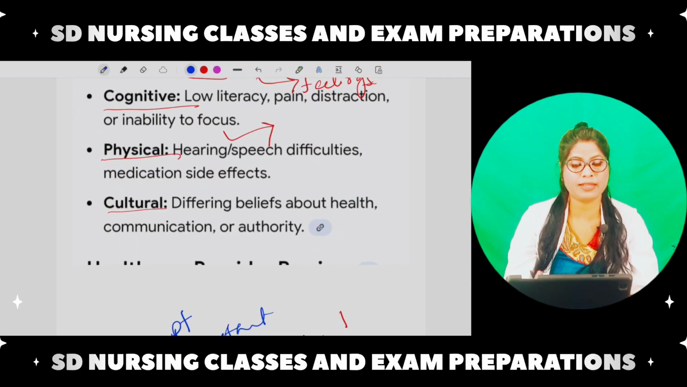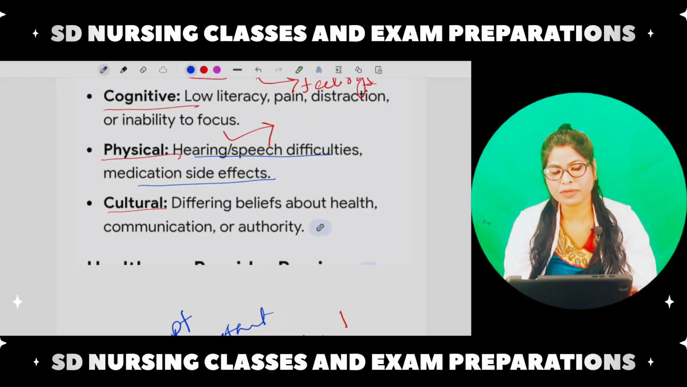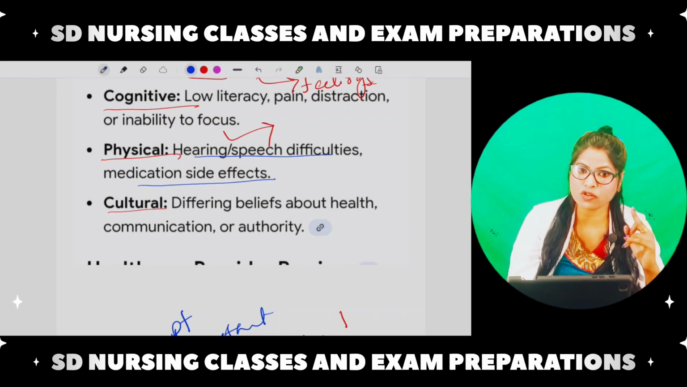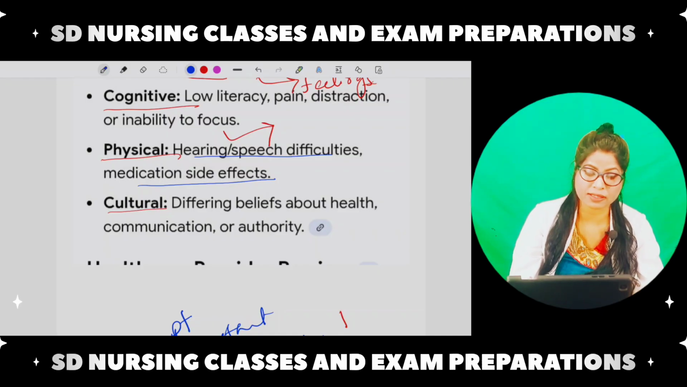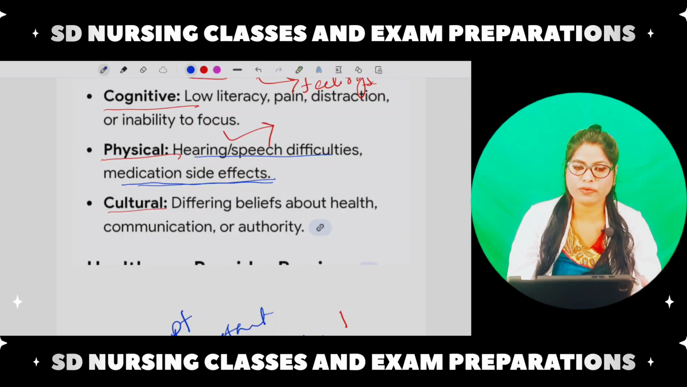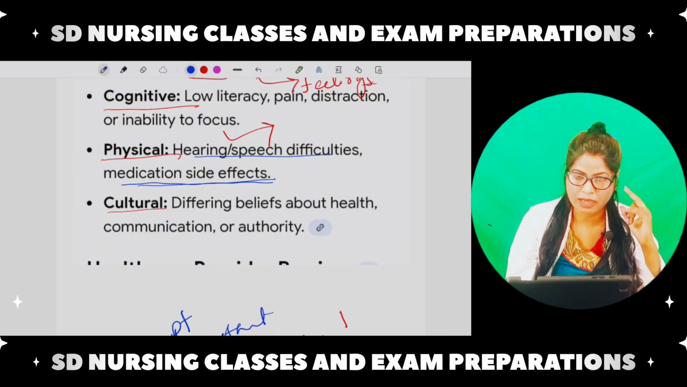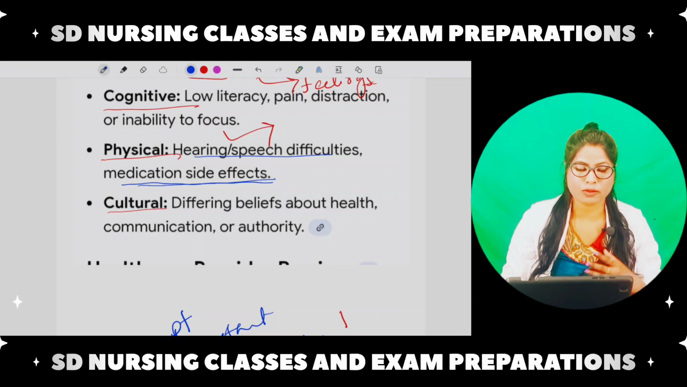Yes, already we studied physical barriers. So hearing, speech difficulty and medication side effects. Sometimes the patient may have speech and hearing difficulties, or sometimes they may be affected by medicine side effects. So in this case, if you want to communicate with the patient, the patient may not communicate with you because of all these things, maybe he is deaf and dumb, maybe he is having pain or some medical issues, so that's why he doesn't want to talk to you. So this may be a barrier.